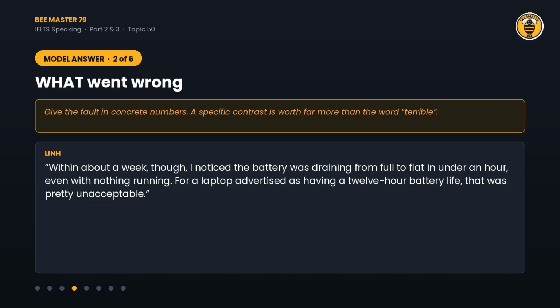Piece 2, what actually went wrong. Listen for the numbers. Within about a week, though, I noticed the battery was draining from full to flat in under an hour, even with nothing running. For a laptop advertised as having a 12-hour battery life, that was pretty unacceptable.